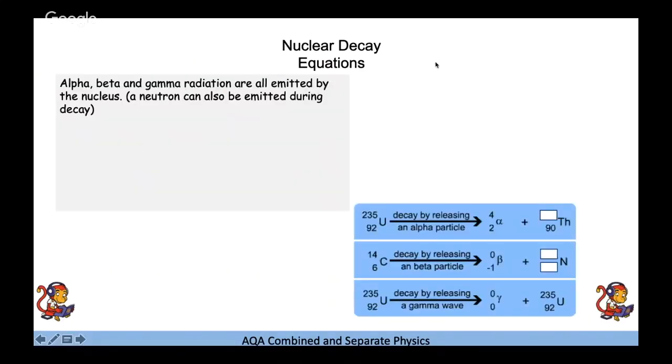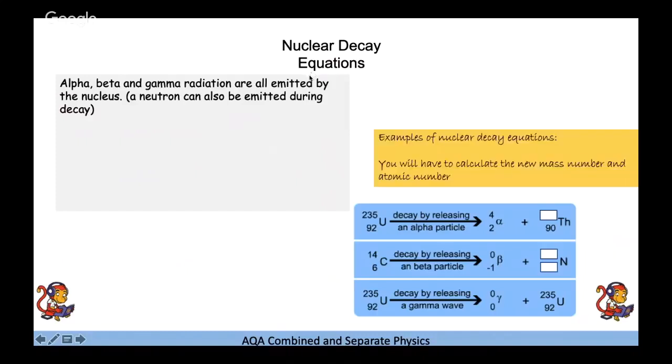And so nuclear decay equations then. These look rather scary down here. I've got some already written out for us. Now, alpha, beta, and gamma radiation are all emitted by the nucleus. And a neutron can also be emitted during decay. So each one of those could be called radioactive decay. Isotopes that are unstable will release alpha, beta, or gamma radiation. So here's some examples. You're going to have to find the new mass number or the new atomic numbers.